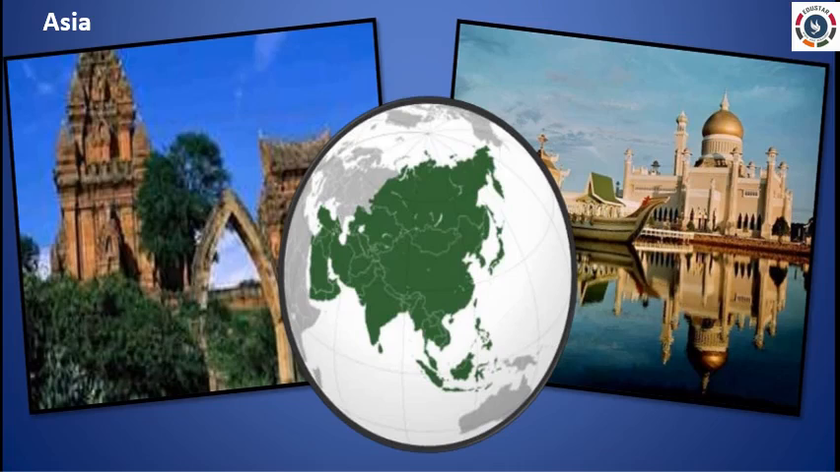Asia has Gobi Desert, which is a cold desert, and the Arabian Desert, which is a hot desert. The Himalayas are the world's largest and highest mountain range. Japan, China and India are some important countries in this continent.